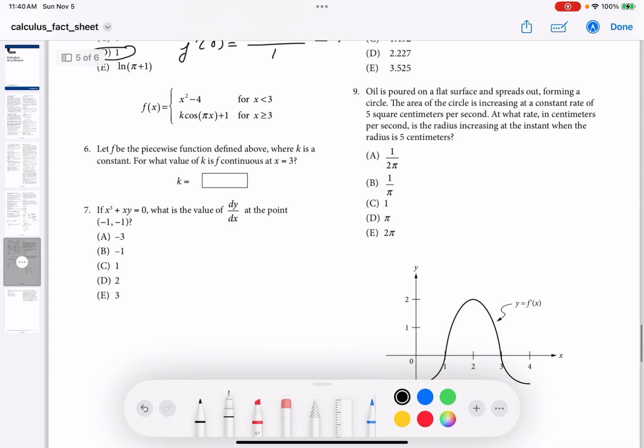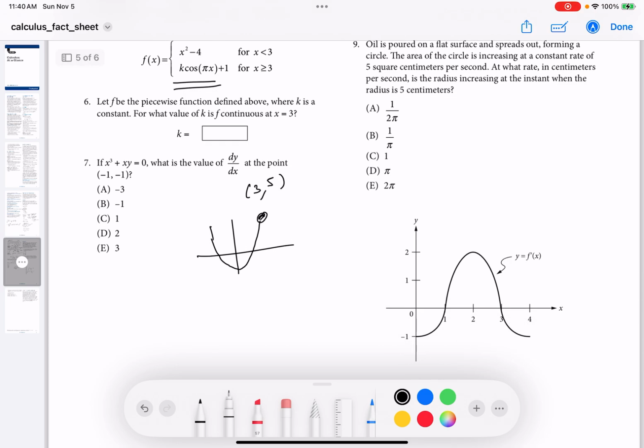Number 6 is a piecewise defined function, and they want to know what k is to make it continuous. Again, I'm not going to write limits down or anything like that, but the bottom line is a parabola looks sort of like this over here, and there's going to be a point up here which is not there, and the point would be at 3. And what would you get over there? Well, you get 9 minus 4, which is 5. And then there's this cosine function, and we want to make sure it connects to this point over here. So really what we're looking to do is say k times the cosine.